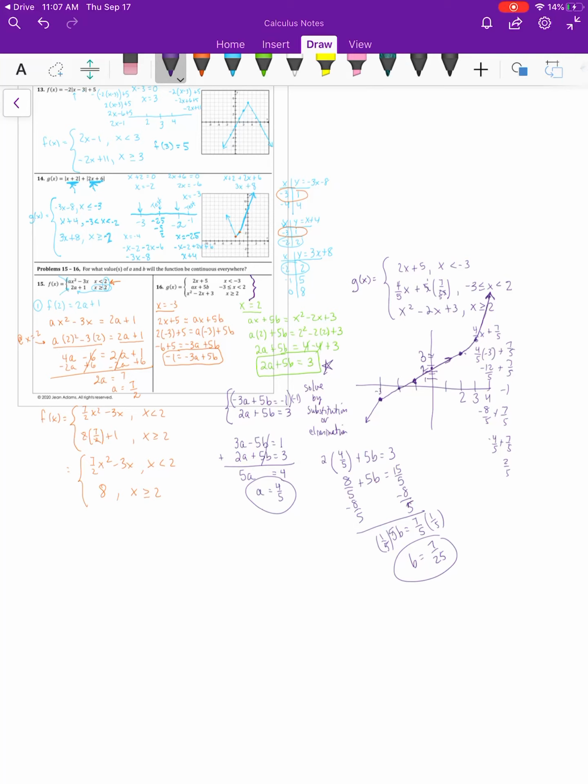Okay, and you didn't have to do that graph. I just wanted to show you how it worked. You only had to create these two and then find your A and your B. Okay, I hope this helped.